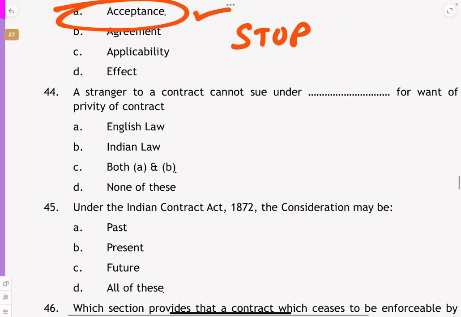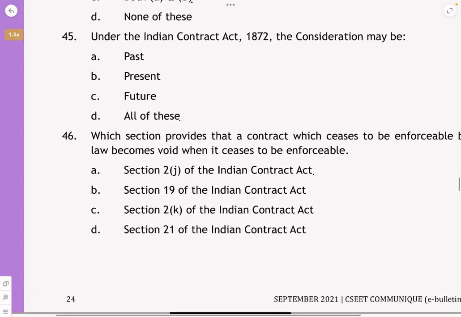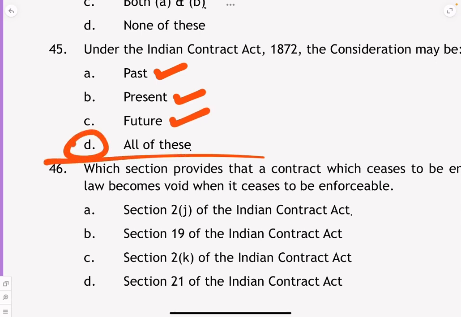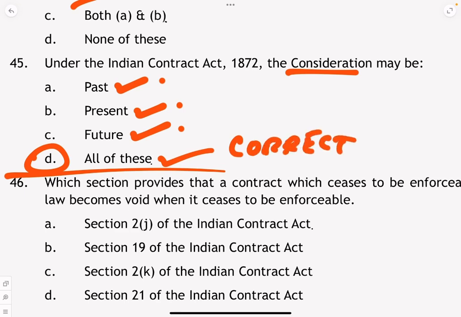A stranger to a contract cannot sue under dash for want of privity. It is both English law, Indian law. Under Indian Contract Act, the consideration may be what? Can you have past consideration? Yes. Present consideration? Yes. Future consideration? Yes. So the correct answer is all of this. In Indian Contract Act, consideration can be past consideration, present consideration and future consideration. So all of the above is the correct answer for this particular question.